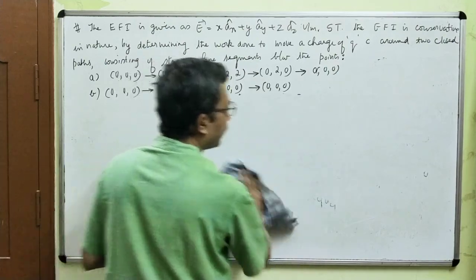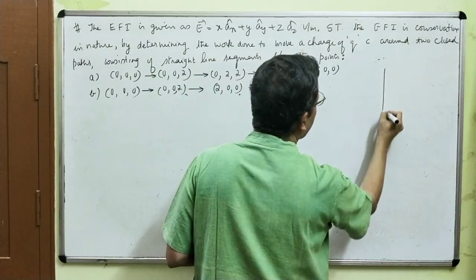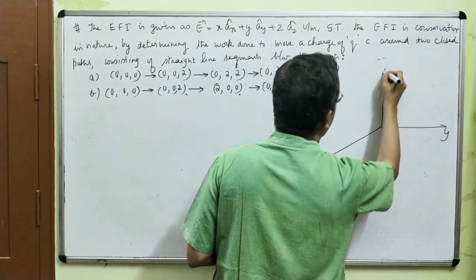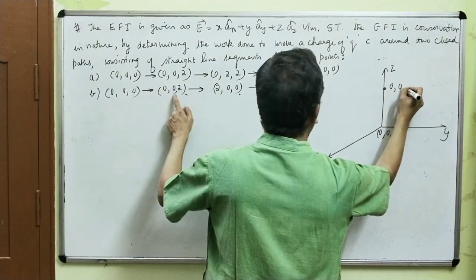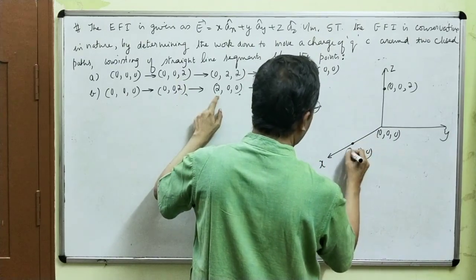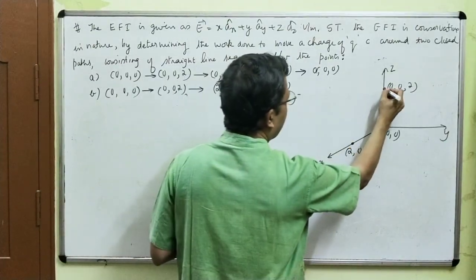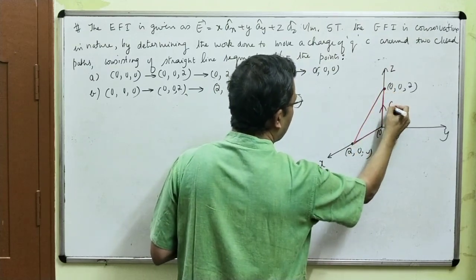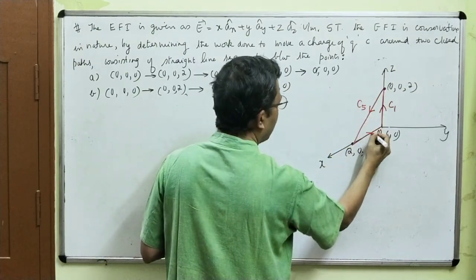Part B now. This is X, this is Y, this is Z. This is 0, 0, 0. This is 0, 0, 2. And this point is 2, 0, 0. These are the straight lines connecting the respective points. This is path C1. This is path C5. This is path C6.